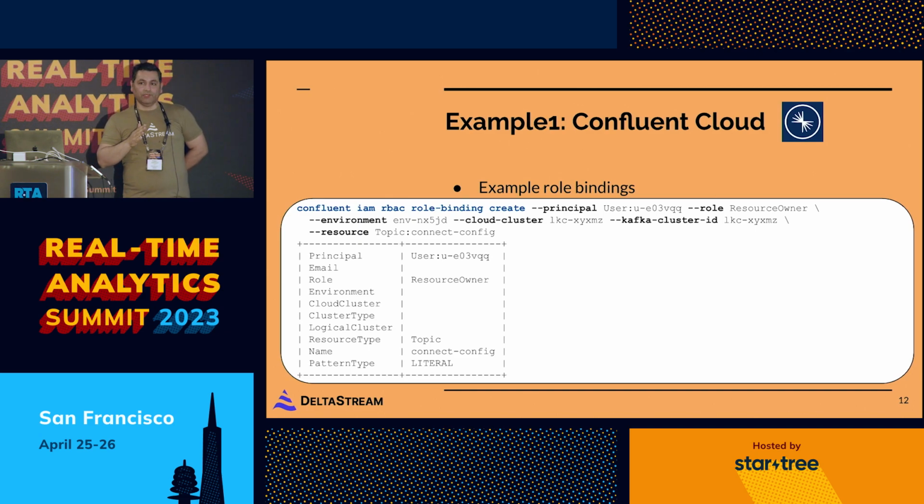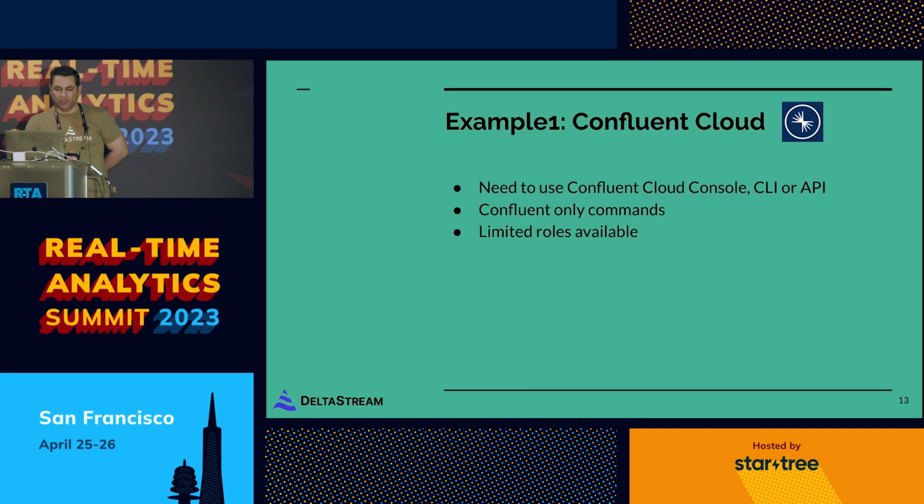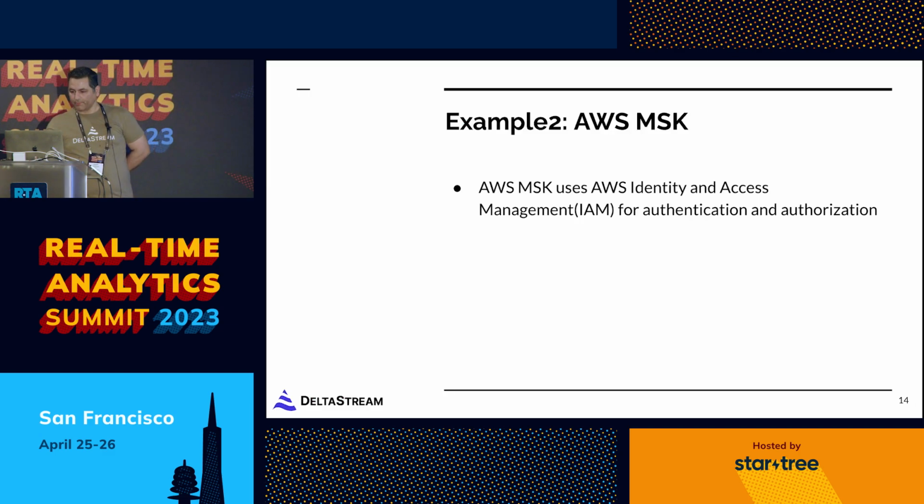The important thing, as you see here, is that you have to learn the statements and commands that Confluent created for this. So it's an extra step for you to be able to use the system. First and foremost, as I mentioned, for Confluent Cloud, you have to use the console, CLI, or API to apply these changes. You need to know Confluent commands. Those are custom commands that Confluent Cloud supports. And also, you have a limited number of roles, 13 of them.